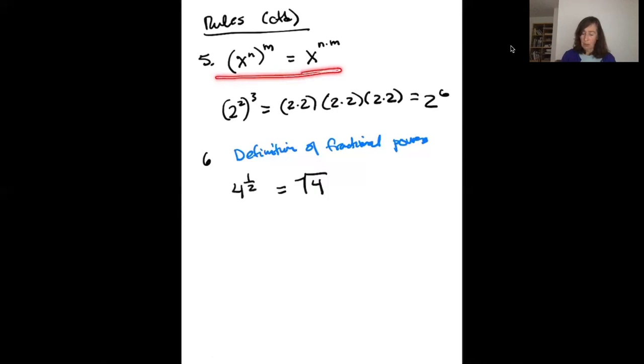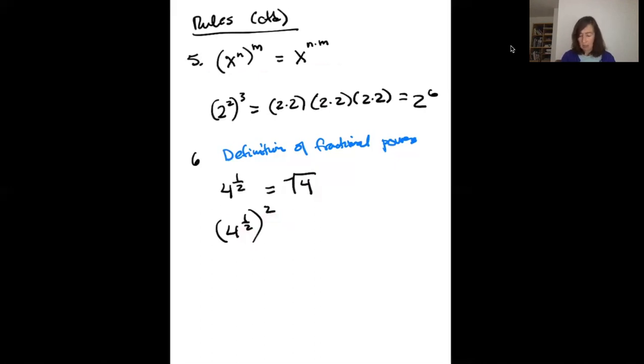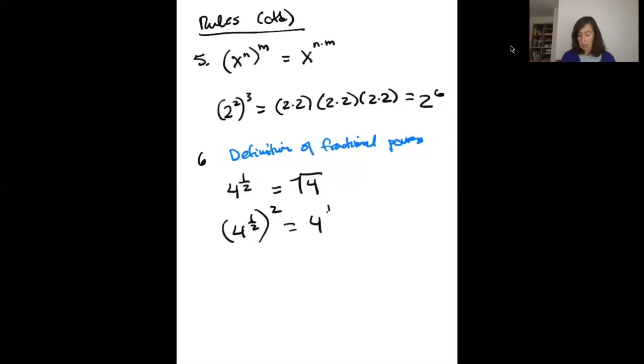And so that kind of follows from rule 5, because if we have 4 to the 1/2 power and we square it, applying rule 5 says that our n is 1/2 and our m is 2. And so what we get is 4 to the 1/2 times 2 power, following the rule that we just went over, 4 to the first power, well, 4, 1 factor of 4.